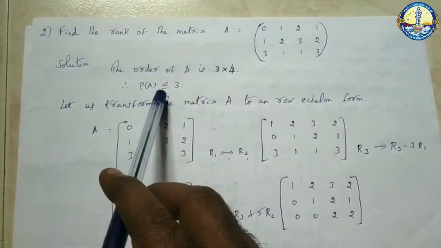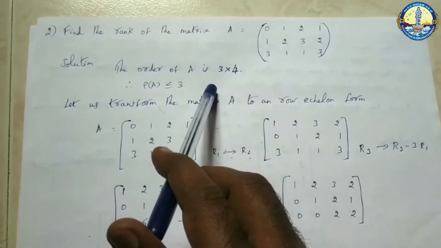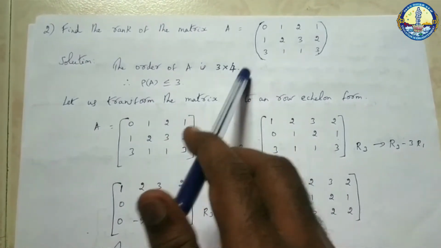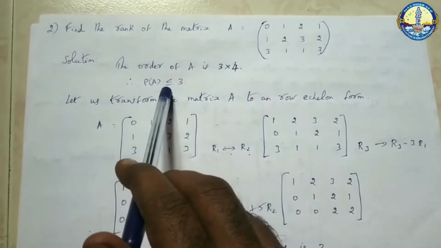So the rank should be less than or equal to 3. That is, the condition is that the rank of a matrix should be less than or equal to the minimum of these two. Minimum of 3 and 4 is 3. So the rank should be less than or equal to 3.